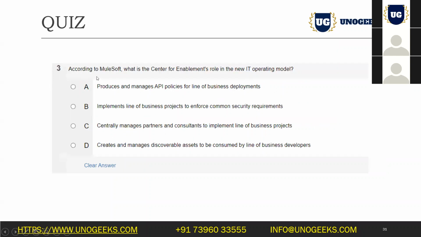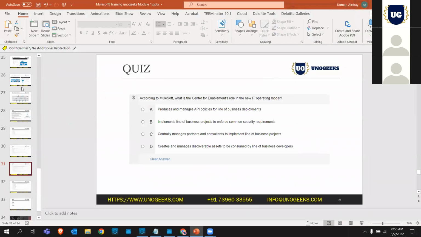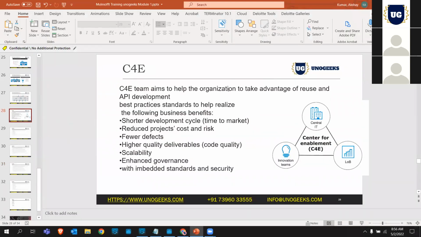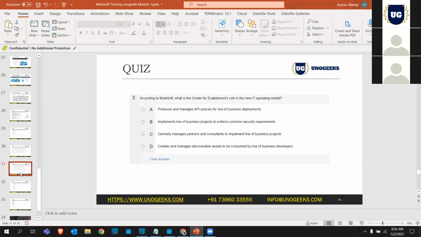Question number 3. According to MuleSoft, what is the Center for Enablement's role in the new IT operating model? So it is asking what C4E is doing in the new IT operating model. As we've seen in our previous slides, what C4E is actually doing is taking advantage of and reusing API development. It is following the best standards. It reduces project costs and everything. So we'll go back to our quiz and see what it is actually doing.